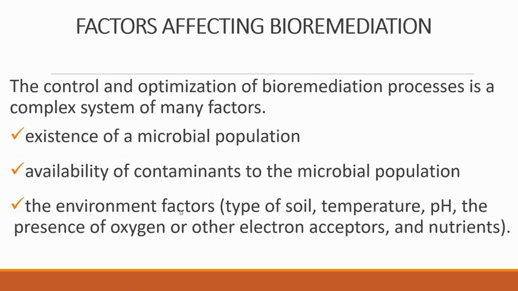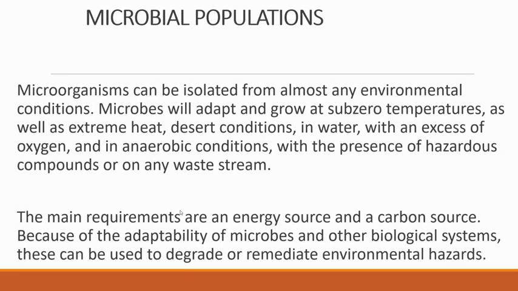For the organism, because the organism normally uses the pollutant as carbon source, it will still need the availability of nutrients such as nitrogen, phosphorus, and in some cases sulfur, because most of these nutrients are used for amino acids and nucleic acids production in the organism, so they must be available for remediation to be effective. Now let's look at them. The microbial population.